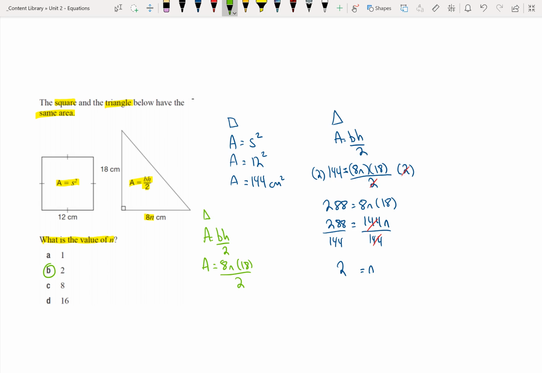If you didn't know how to rearrange or solve, you could have gone to the different answers, whether it's 1, 2, 8, or 16, plug those in for n, and solve to find which answer gave you the same area as the square. So again, it would have been a longer way, but it would have been less rearranging and easier calculations, perhaps. So again, there are different ways you can solve these.